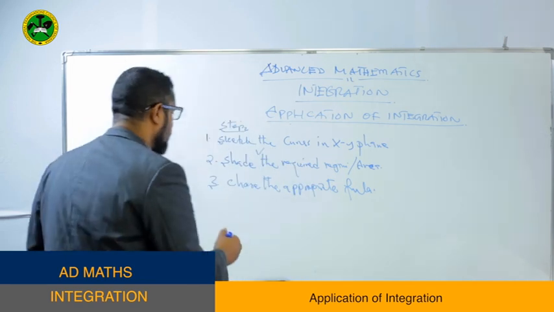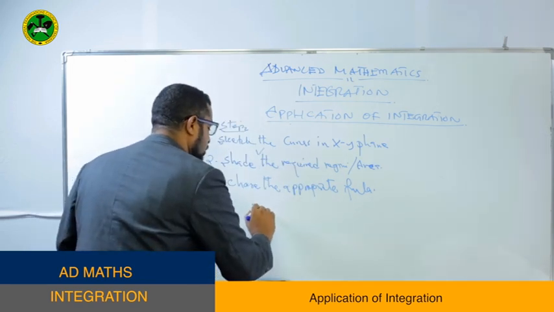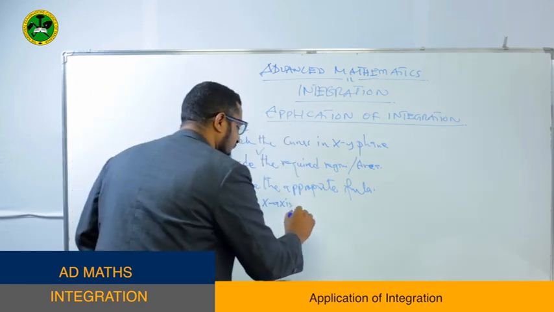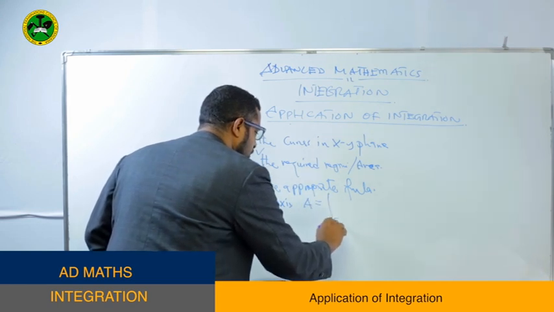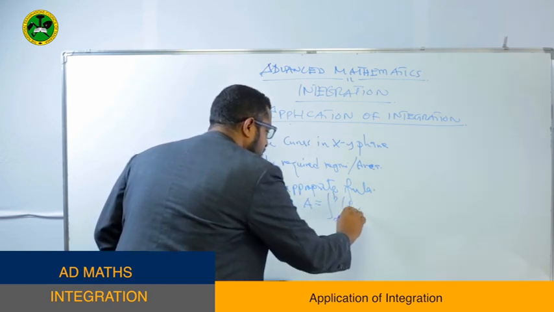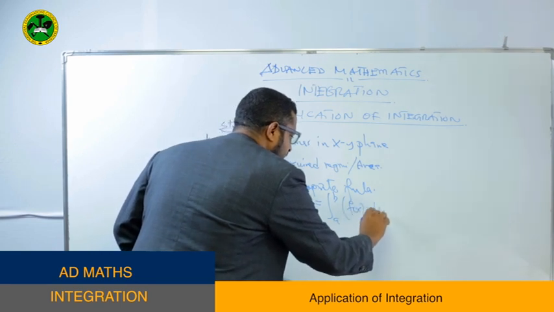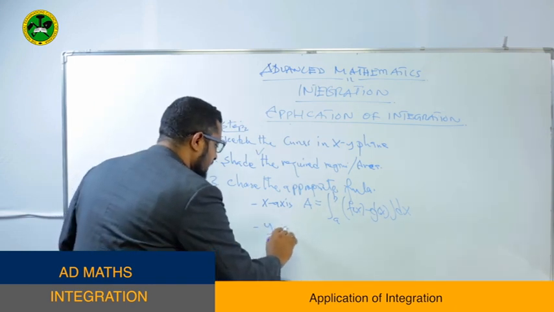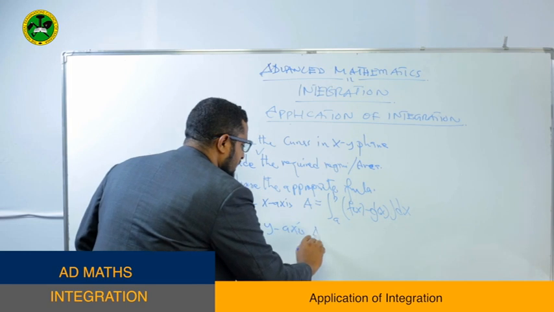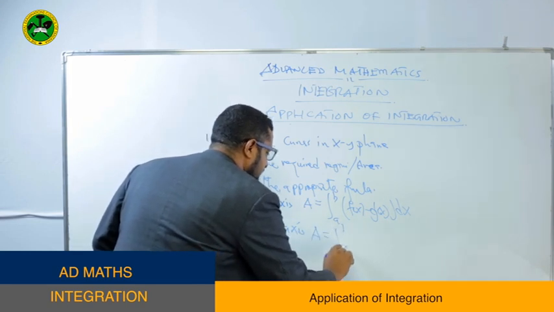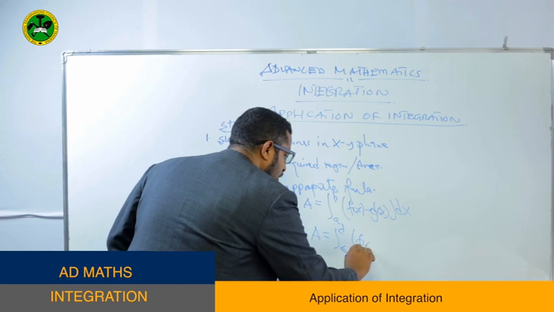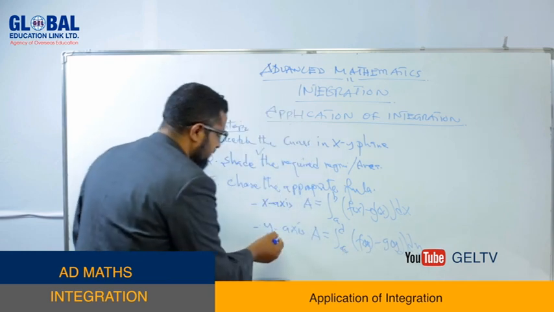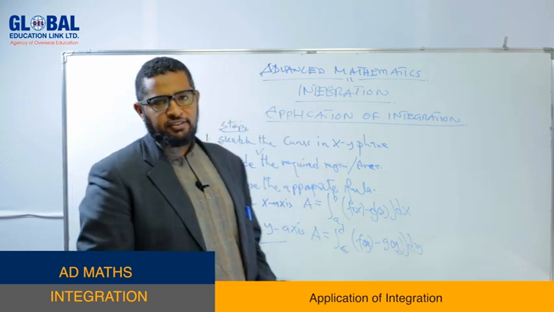If it is with the horizontal axis, or x-axis, do you remember the formula? As we said, it is the integral from a to b of the difference between the upper function and the lower function, then you integrate. And if it is the case with the y-axis, the area is, let's say, from c to d of again f of y minus g of y, dy, because it is against the y-axis.